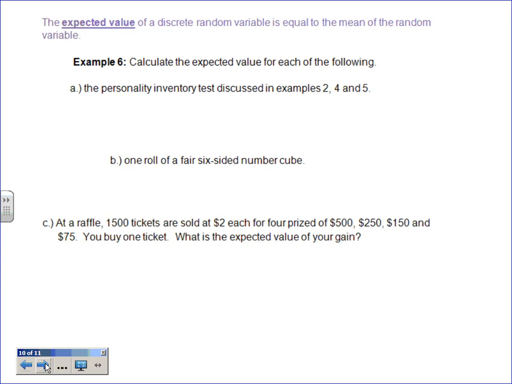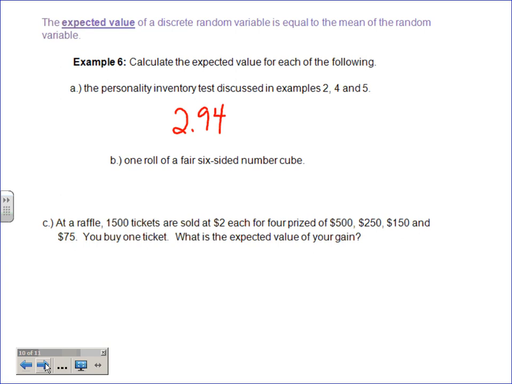Okay, so how about that personality inventory test discussed in 2, 4, and 5? What would the expected value be? 2.94. We already calculated the mean, right? Okay, and how did we do that? Well, it was pretty complicated, and we'll do that in the next two. I'll show you how that's actually done. So that means, basically, in that case, if I kept having people take that test, I would expect them to score 2.94. Okay, is that even a possible score? That's not even a possible score. So how could it be the expected value? Well, that's how this one works. That's how expected value works, and I'll show you in the next couple how that works out.